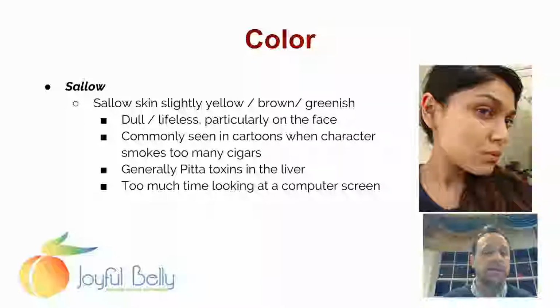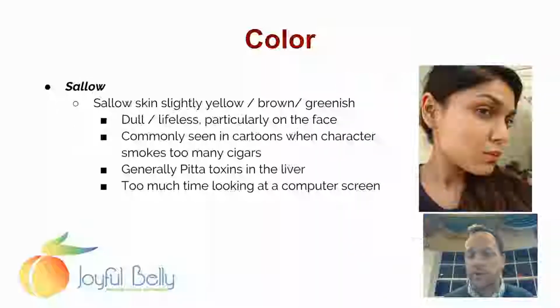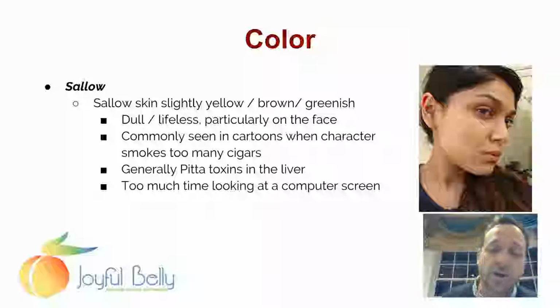Sallow skin. Sallow skin is a little different from olive. I put them right next to each other because they can be confused. This person's skin looks olive, but then you notice that the skin is really just not quite as healthy, right? There's something different about it. So I would call this sallow skin. Sallow skin has a slightly yellowish, brownish, greenish tint to it, and it's dull and lifeless type skin.